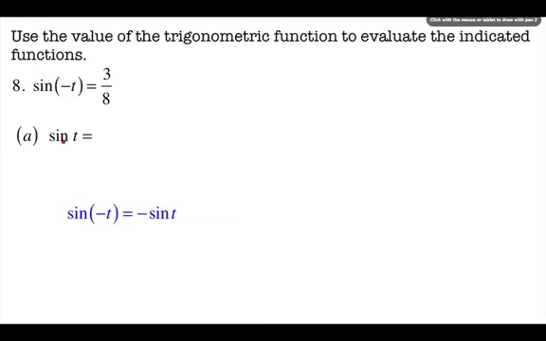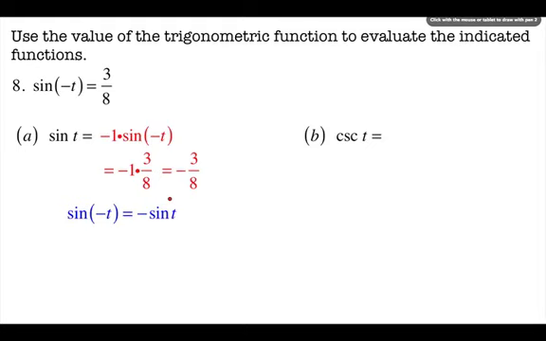Sine of t is equal to -1 times sine of -t. Sine of -t is equal to negative sine of t, and if you multiply negative sine of t times -1, it is equal to sine of t. So now, what is sine of -t? Sine of -t was given to you, which is 3/8. That's why we multiply -1 times 3/8, and this is your answer. A little bit tricky, but you should be able to follow.